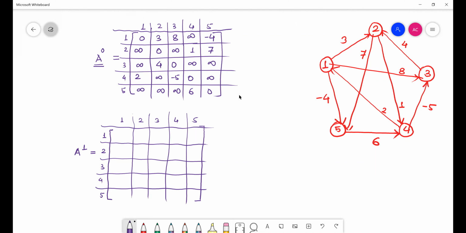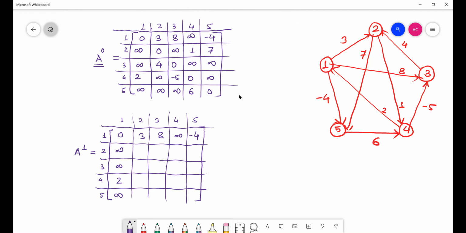So can I just copy those values here? Like 1 to 1 is 0, 1 to 2 is 3, 1 to 3 is 8, 1 to 4 is infinite, 1 to 5 is -4, and the same column, wherever 1 is coming, all those columns will stay as it is. So 1 to 1 is 0, 2 to 1 is infinite, 3 to 1 is also infinite, 4 to 1 is 2, and 5 to 1 is infinite.